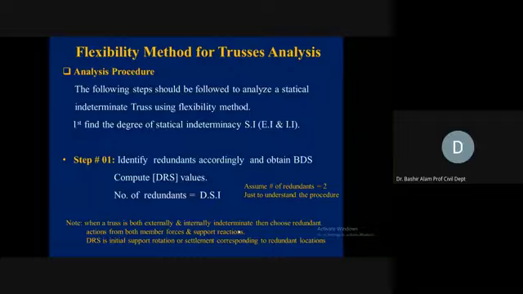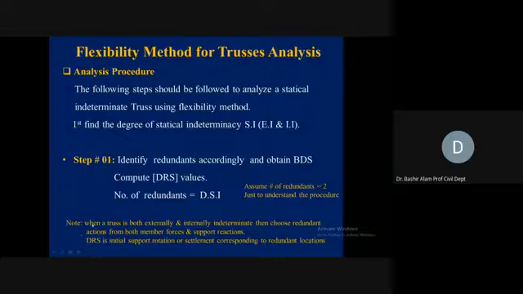Step number 1 will be to identify redundants accordingly and obtain the BDS, and then compute the DRS values. The number of redundants will be equal to the degree of statical indeterminacy. So your number of redundants will be equal to the statical indeterminacy. Let's assume a 2 degree indeterminate problem here. Assume that, and 2 redundants we will have to select.